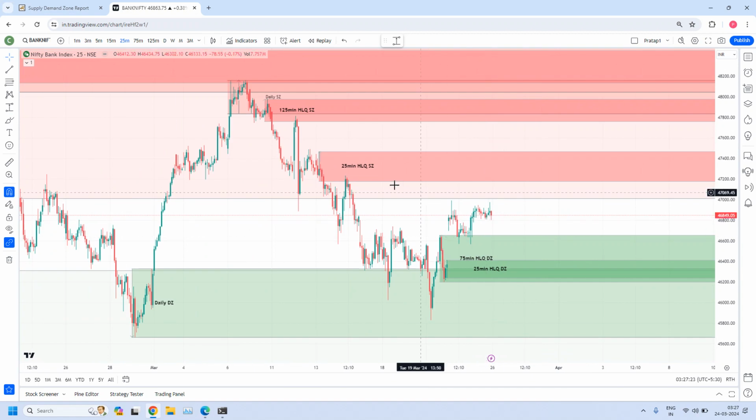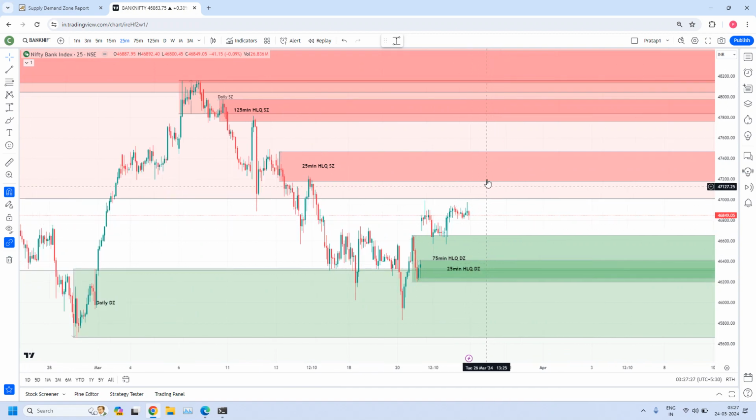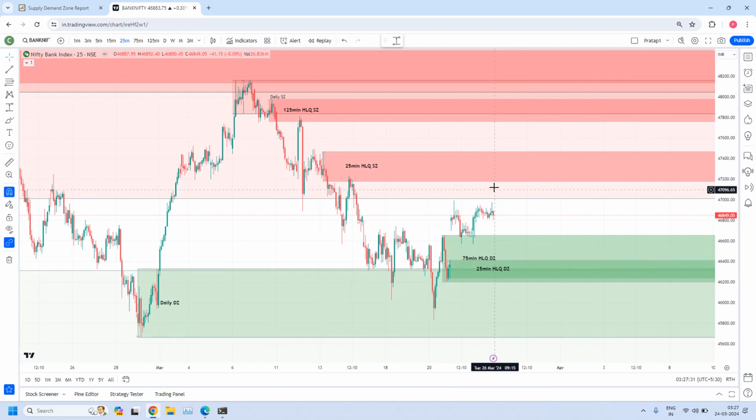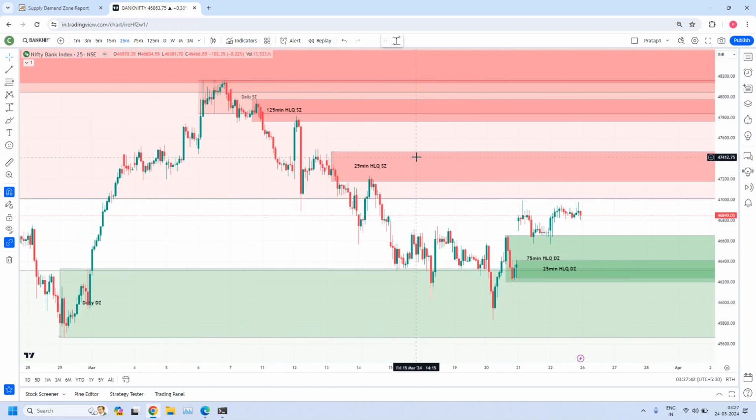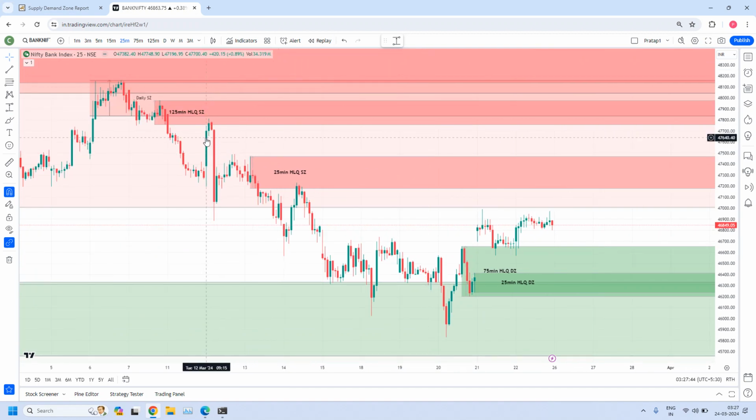Okay, this is 25 minutes. See here, now price movement between these two 25 minutes high liquidity demand zones. Let us assume if this 25 minutes high liquidity supply zone is violated, just above we have a 125 minute zone. Immediately that will be acted on. Moreover, it has a zone confluence: 25, rally, 2 base candles and a drop. You can fine tune both the zones.